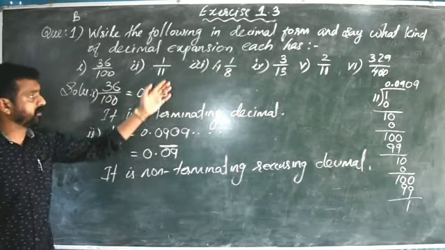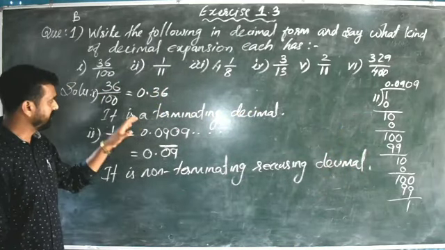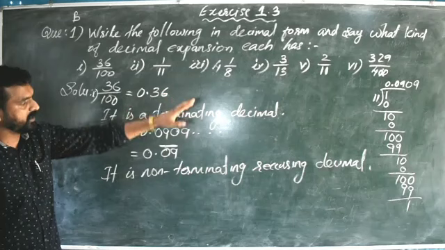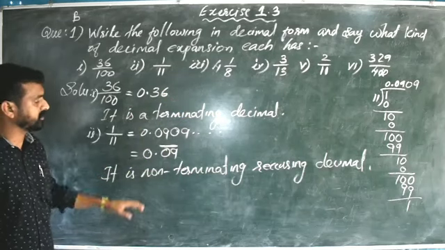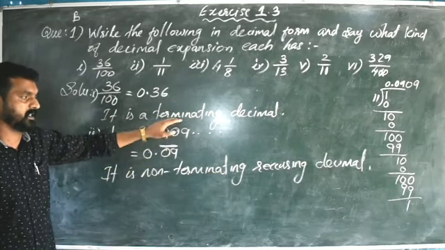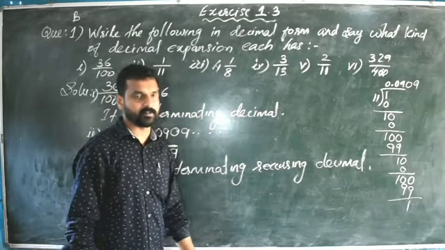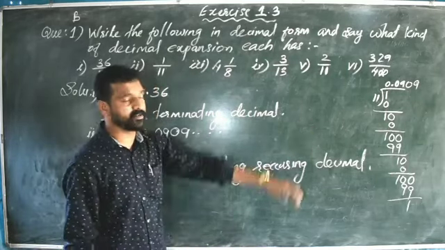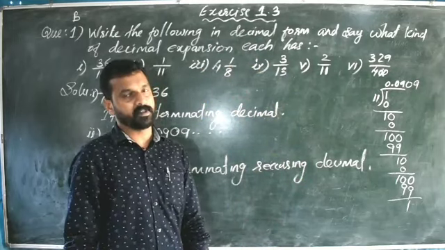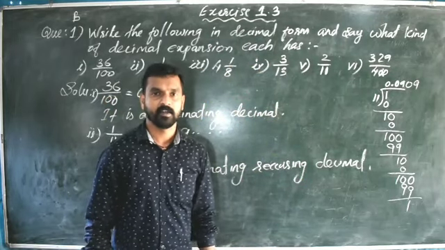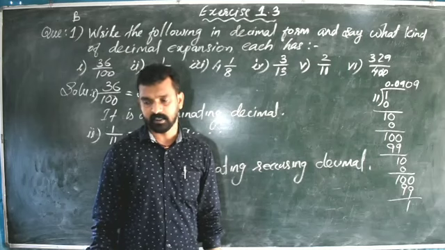So this way you can find out the remaining questions also. Just divide the two numbers, and according to the decimal expansion you get, you have to write whether it is a terminating decimal or a non-terminating recurring decimal. That is all you have to write. So the remaining questions you do by yourself, and question number 2 also, you try by yourself. Now let's see question number 3.